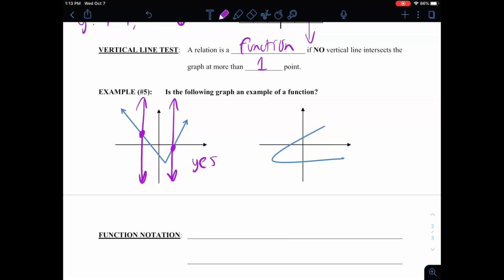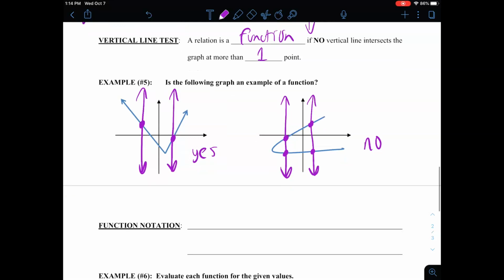What about the second one? Let's draw a line here. Well, you can see it crosses right here, and it crosses down here. It crosses twice. Same thing over here. Crosses once here, and crosses once here. So this is going to be no, because it crosses the graph more than once vertically. The graph is this right here. Right? Okay, easy as that.